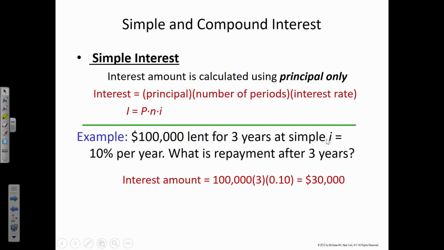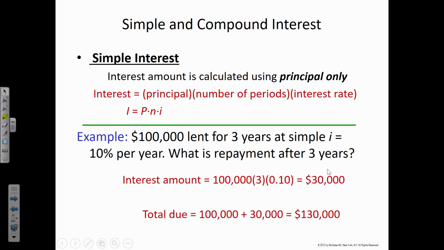So the overall interest amount is going to be $30,000 if there's no compounding in this case. So then the total amount due would be the principal plus the interest amount at the end of the 3-year period, $130,000. So maybe you already have a sense for this.